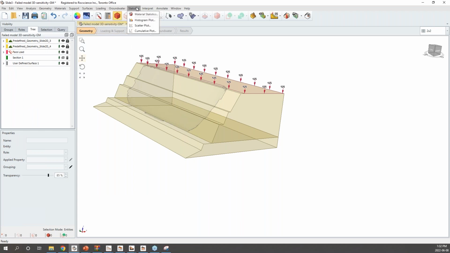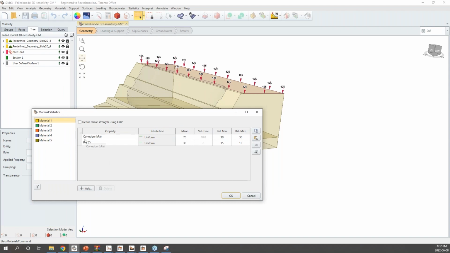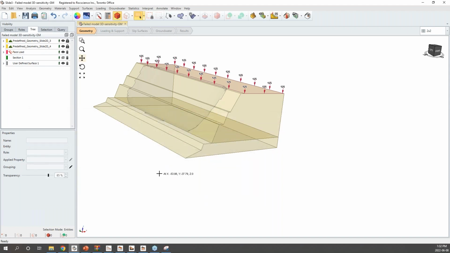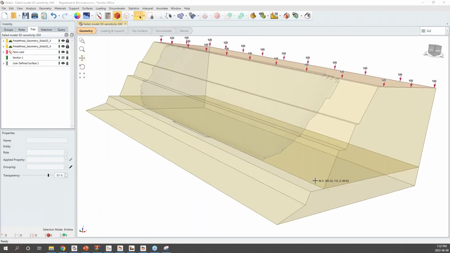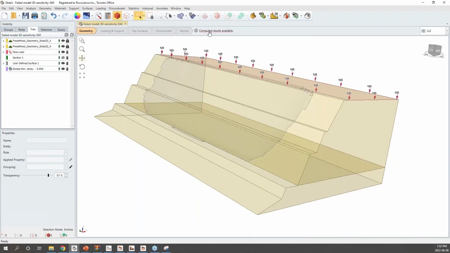And then we'll look at our material statistics. So because this is back analysis, we define everything with a uniform distribution, meaning we consider everything equally. So cohesion in this case is uniform with a mean 70 plus minus 30. So from 30 to 100. And similarly, friction angle is uniform 35 plus minus 15. And we can compute this. And look at the results.